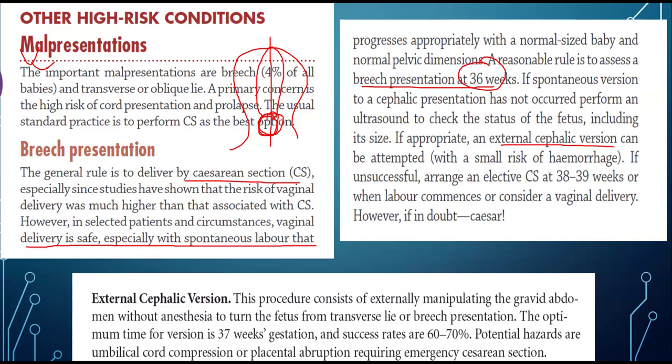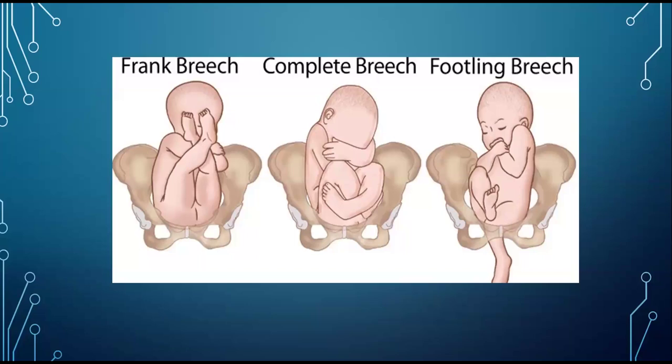There is a small risk of hemorrhage. That's why it is always done in a setting where emergency C-section is possible. If ECV, or external cephalic version, is unsuccessful, then you will go for an elective C-section at 38 to 39 weeks. Okay, so that's management for breech presentation.